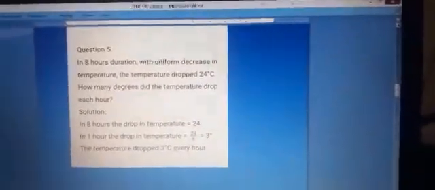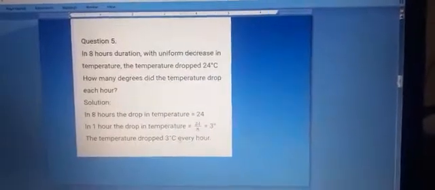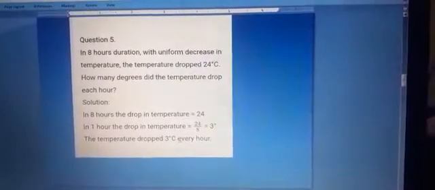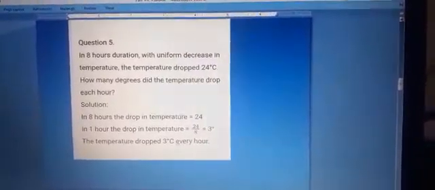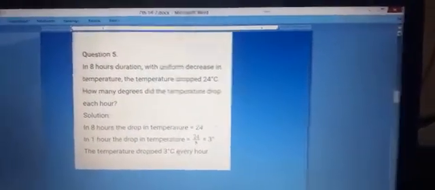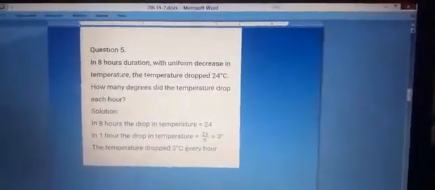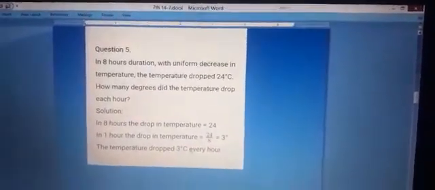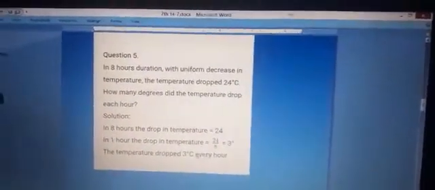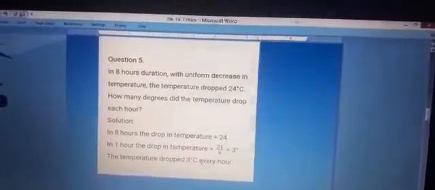In 8 hours duration with uniform decrease in temperature, okay, same level decreasing every hour. So the temperature dropped 24 degrees Celsius. How many degrees did the temperature drop each hour? Okay, this is the statement problem. So what fundamental operation should we use here? Given two numbers, 8 hours, 24 degrees. In 8 hours, the temperature dropped 24 degrees Celsius. We have to find out how much decrease in each hour.